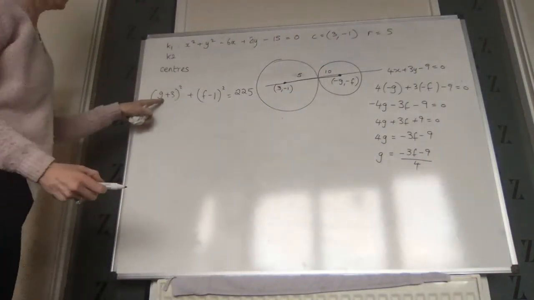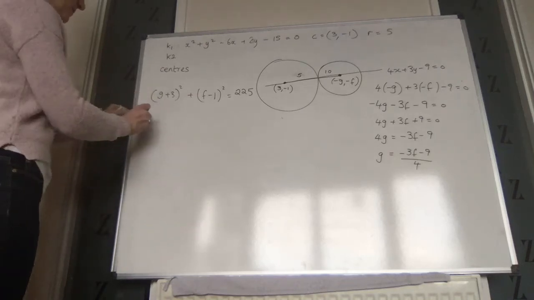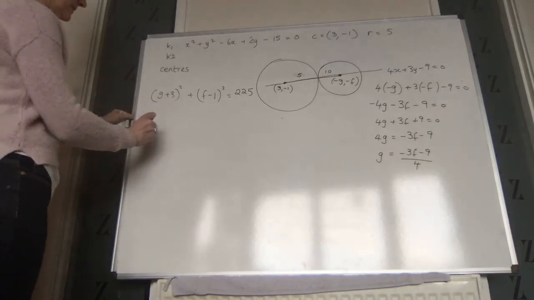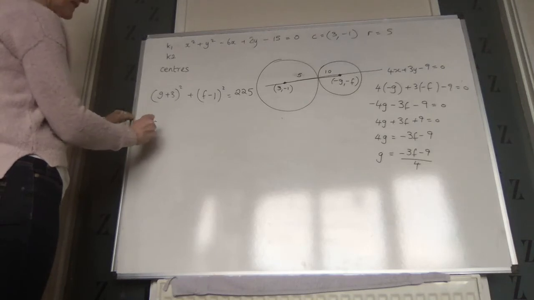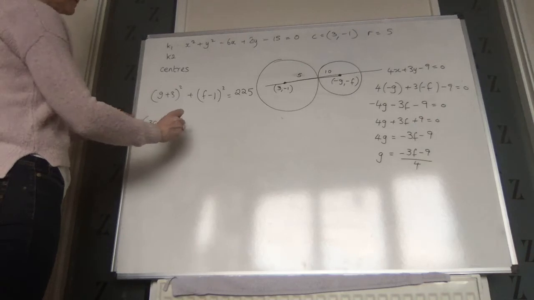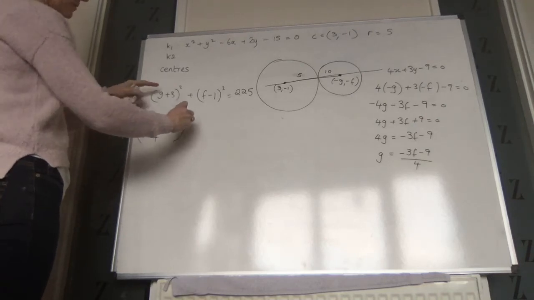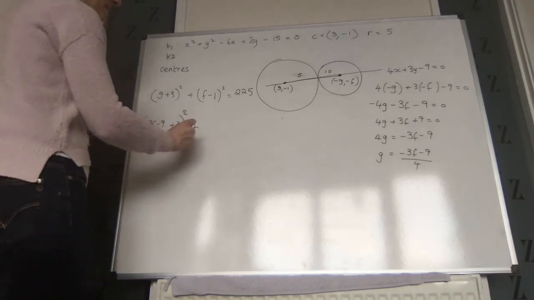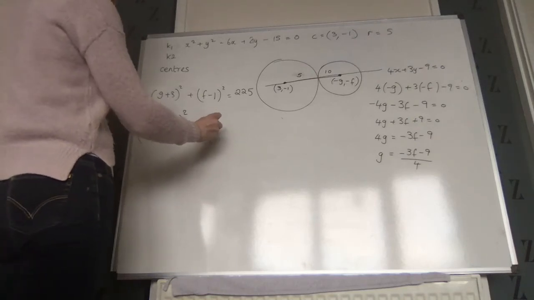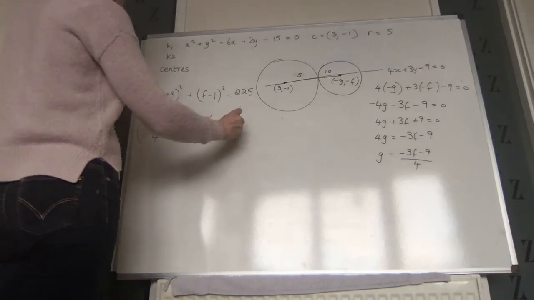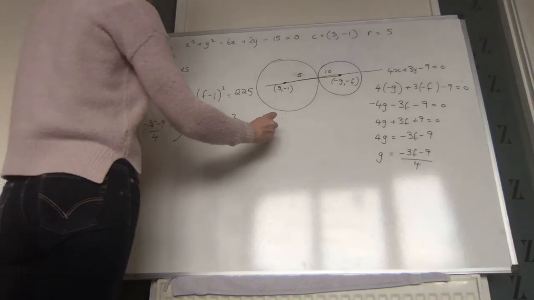Now, here we have g plus 3. So we're going to put, instead of g, sorry, we're going to put (minus 3f minus 9) over 4 plus 3, squared, plus (f minus 1) squared is equal to 225.